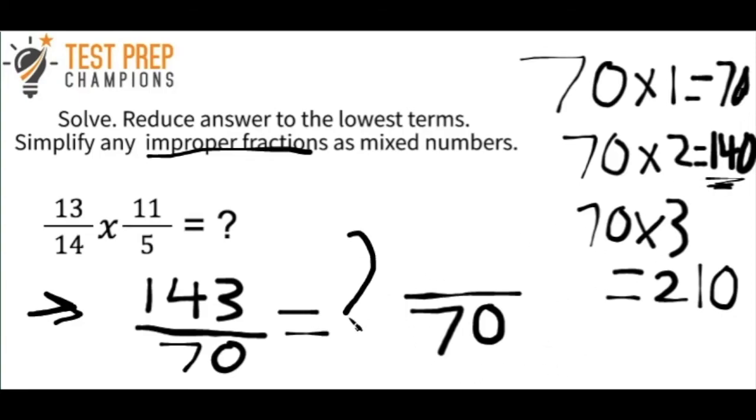70 times 2 is going to give me 140. Now, what can I add to 140 to get 143? Well, 140 plus 3, simply put, is going to get me 143. And we can check it by doing 70 times 2. 70 times 2 is 140, and add 3, which would be 143. So that's how you can check it. So here's the final answer.